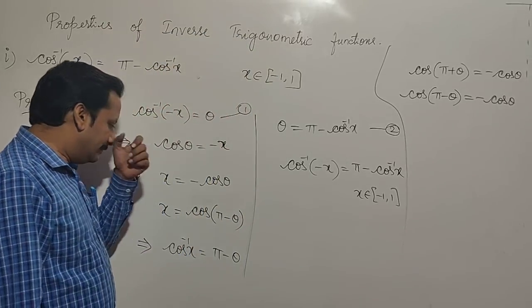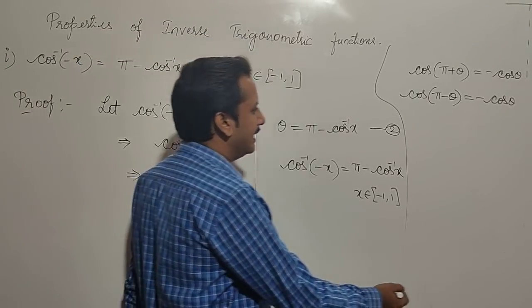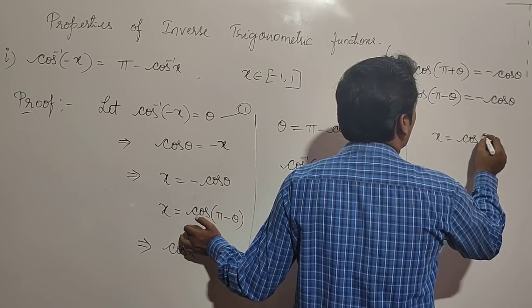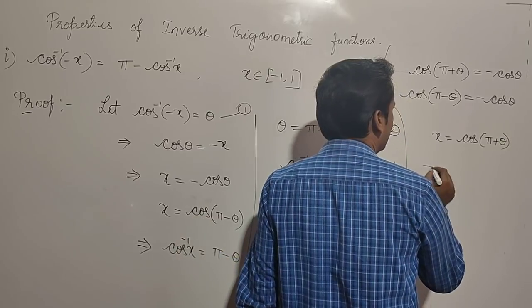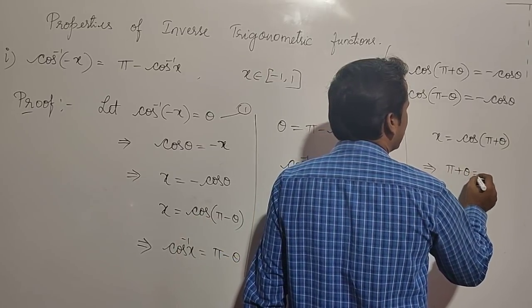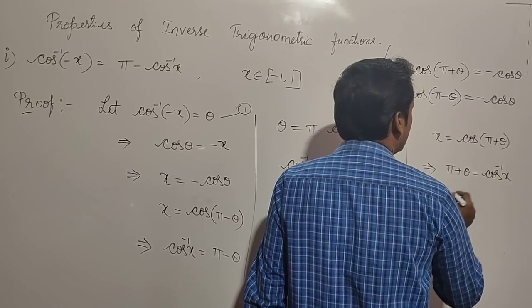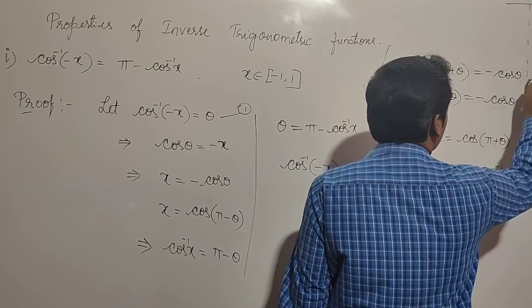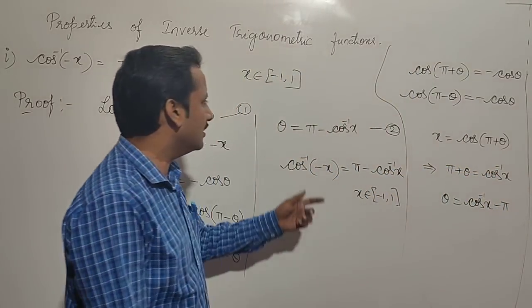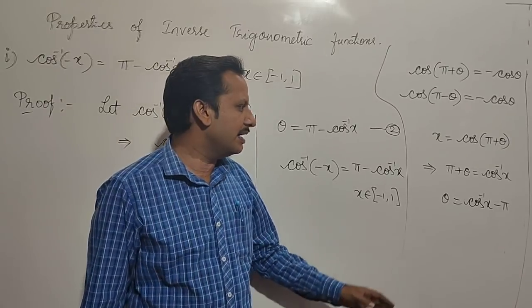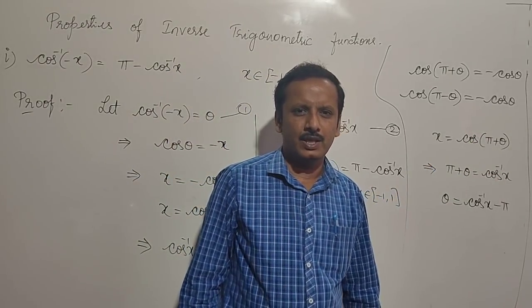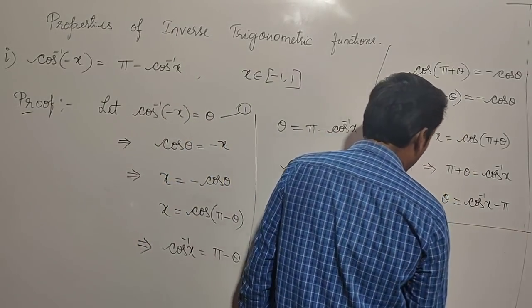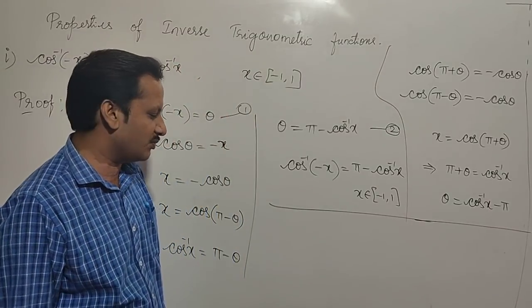Say, if I write minus cos theta as cos pi plus theta, then x is equal to cos of pi plus theta. This would imply that pi plus theta is equal to cos inverse x. Then you may think, sir, theta is equal to cos inverse x minus pi. Whereas I got the answer as pi minus cos inverse x. You might think, what is wrong with this? I will explain. For that, let us go to the basic definition of cos inverse function.